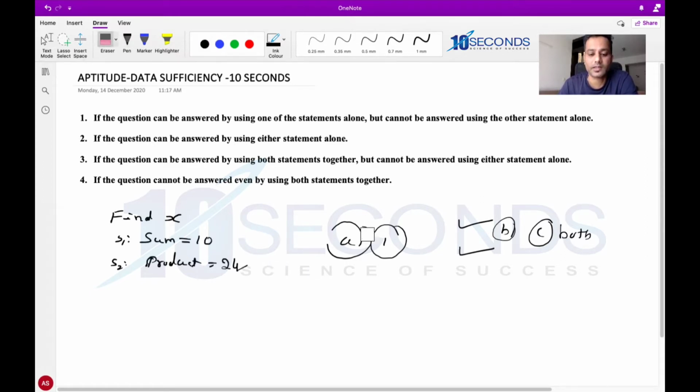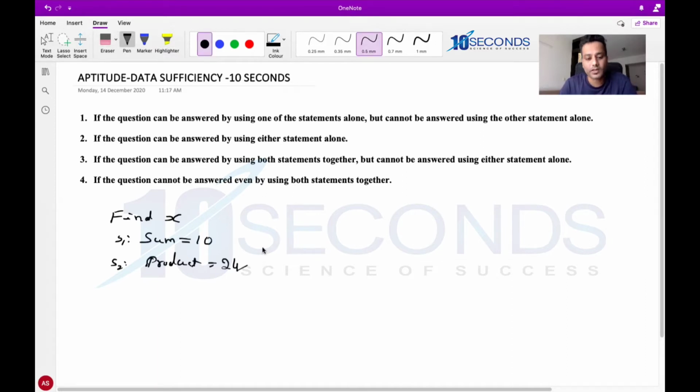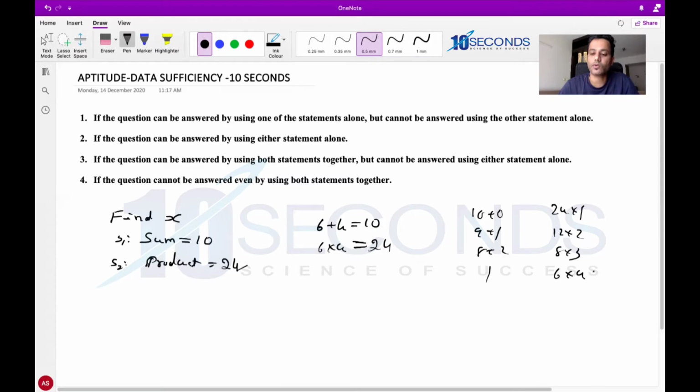Now, take the first example: find x, with two statements, sum equals 10 and product equals 24. If you look carefully, only 6 plus 4 is 10, and 6 into 4 is 24. If you combine both, you have 6 plus 4 and 6 into 4. But with only statement 1, you have 10 plus 0, 9 plus 1, 8 plus 2, multiple answers. With only the second statement, 24 into 1, 12 into 2, 8 into 3, 6 into 4, many answers.